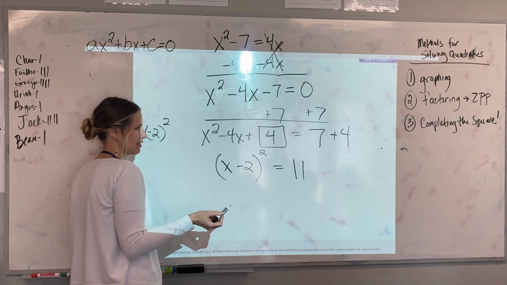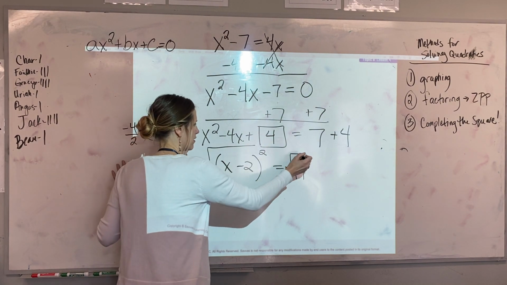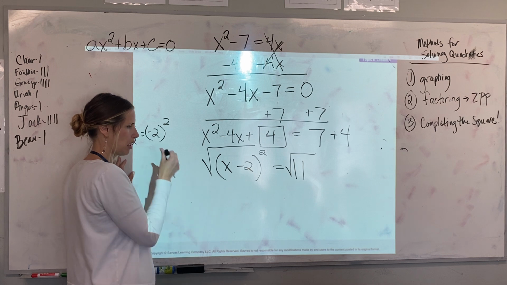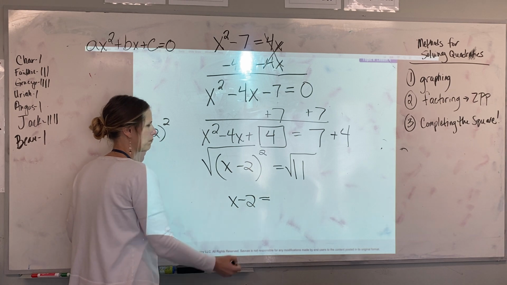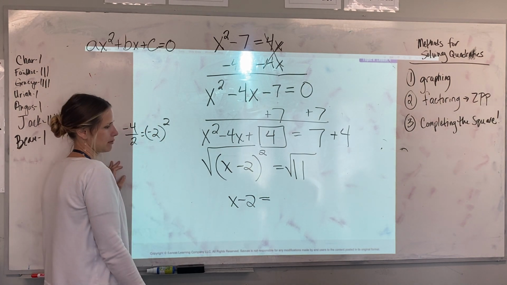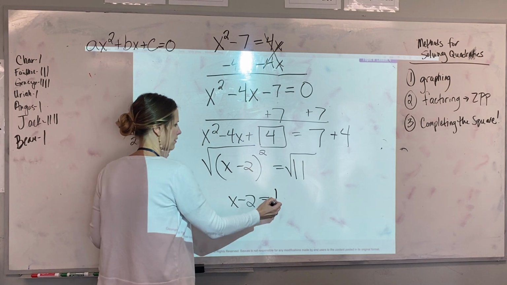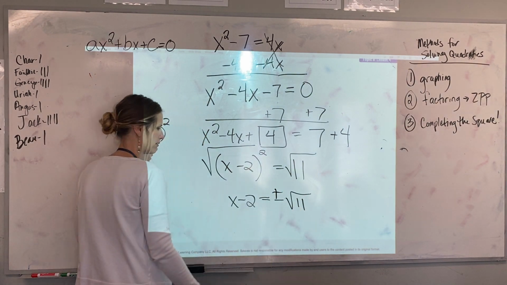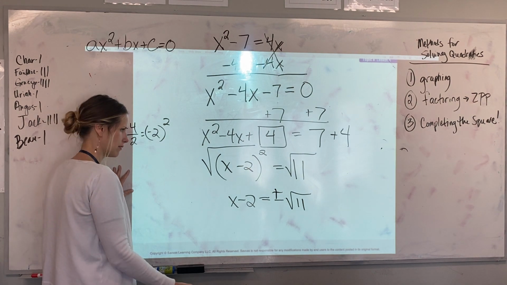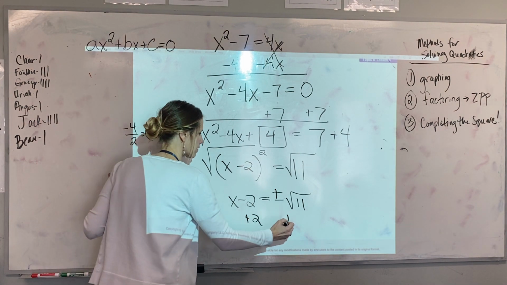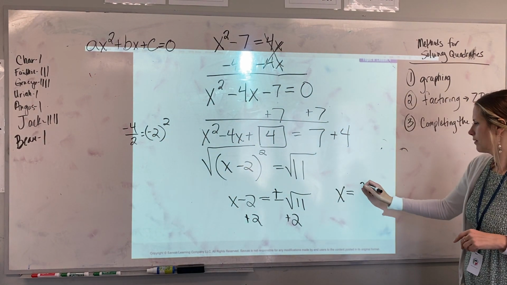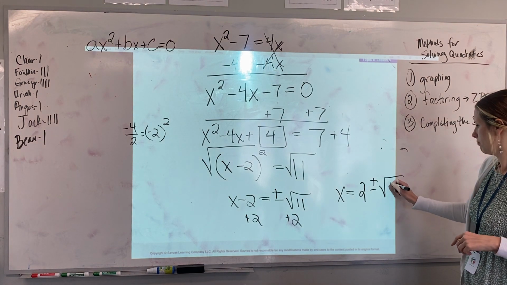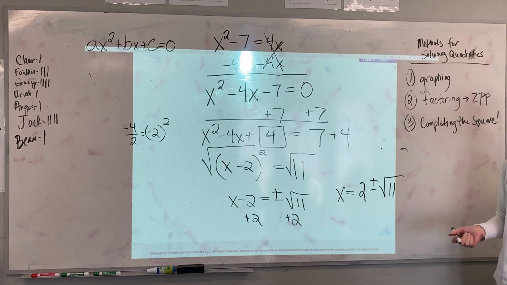Next, radical both of them. Plus and minus radical 11. Okay. x equals 2 plus or minus radical 11. That's correct. We got the solutions. So this does actually work.